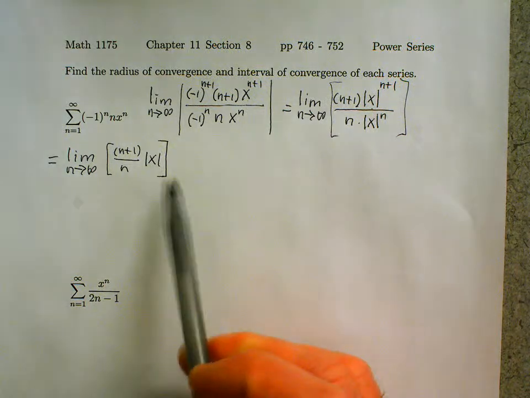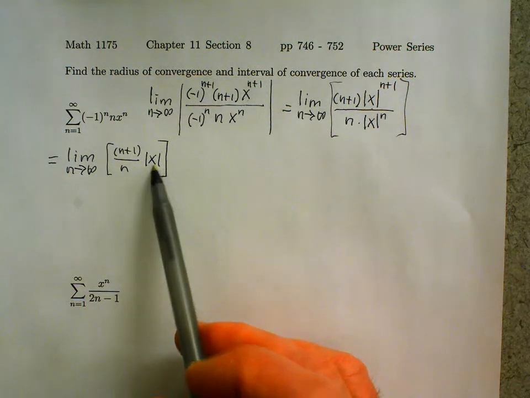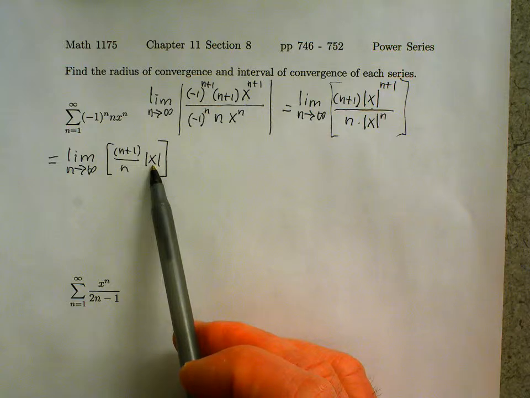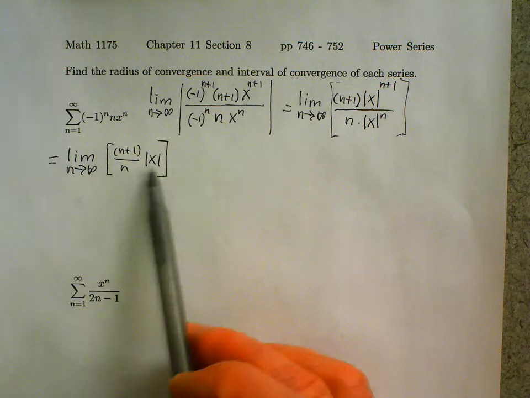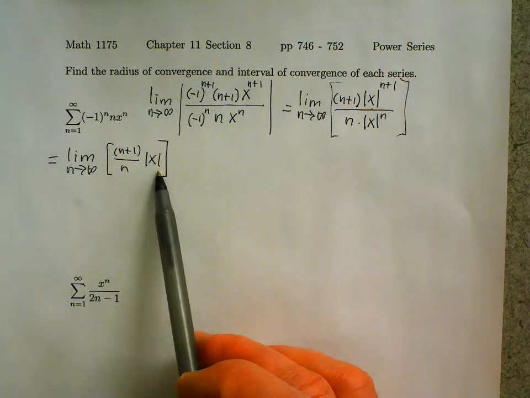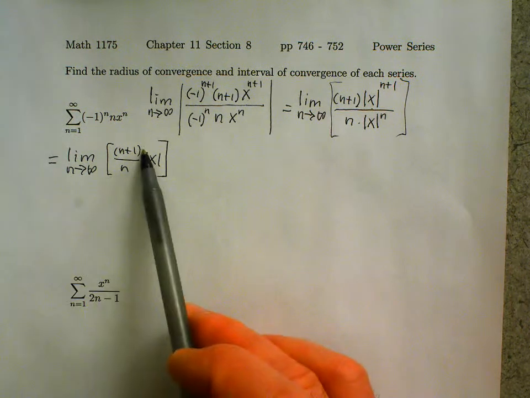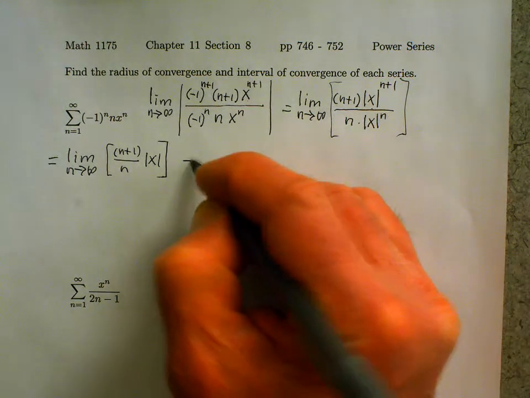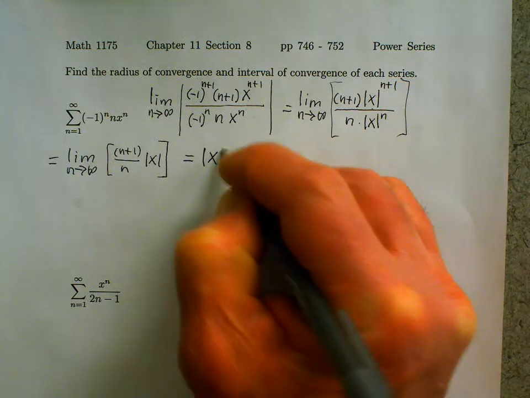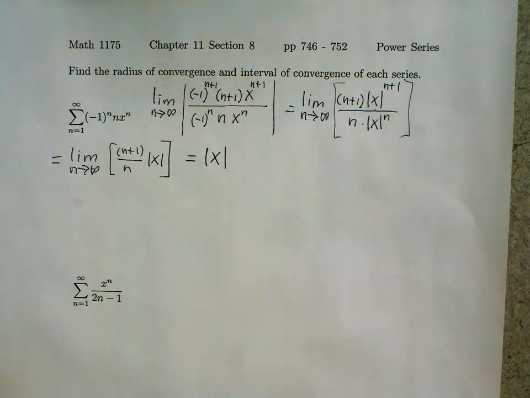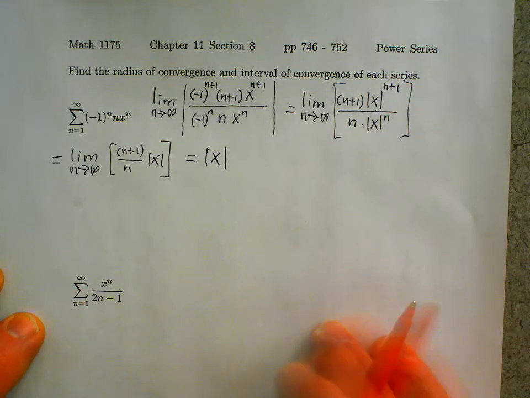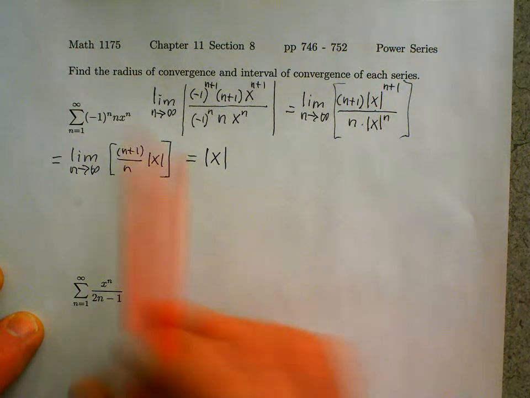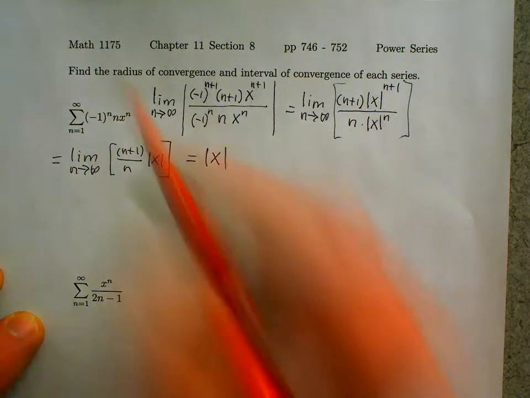Okay, for each fixed value of x, notice that when we consider x as just some real number, it's unaffected by what n does. And the limit of n plus 1 over n is 1, so this limit is equal to the absolute value of x. But since we're using the ratio test, how do we determine the x values that the series converges?